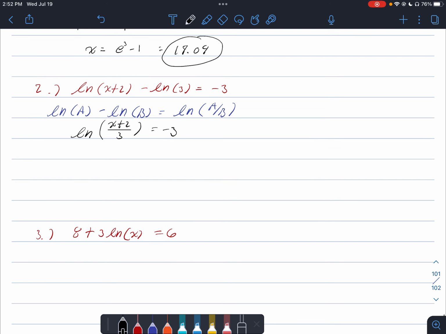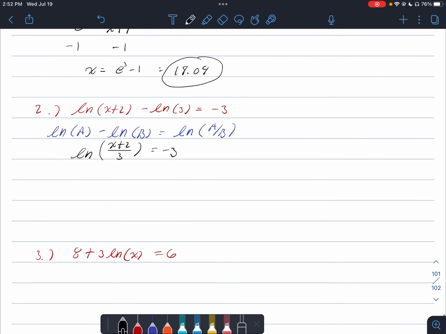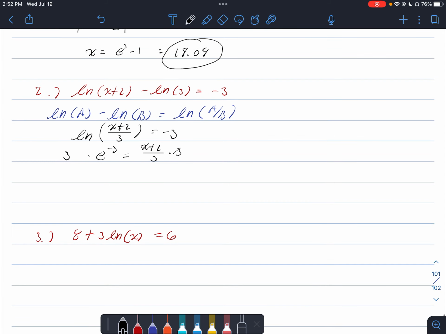And if we use the same setup as we did last time, this is the same as saying e to the negative 3 is equal to x plus 2 over 3. All right, so we can multiply both sides by 3. And we will get x plus 2 is equal to 3 times e to the negative 3.